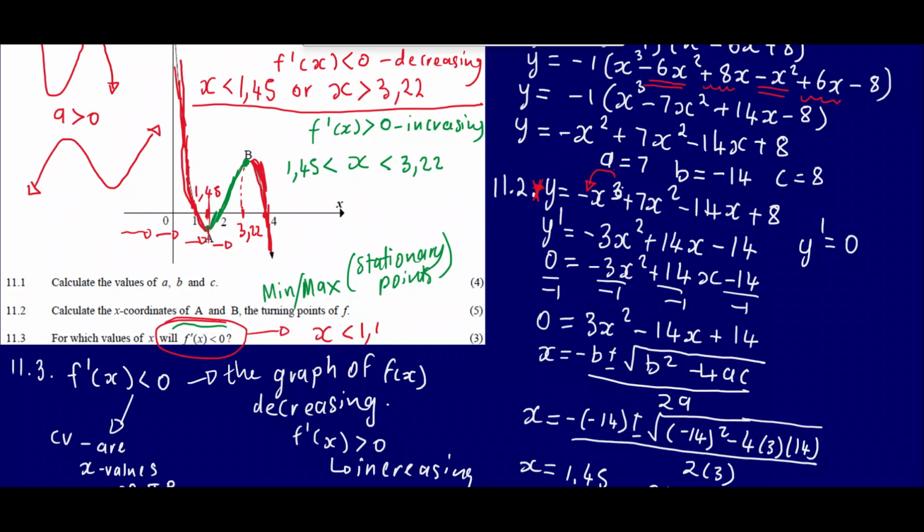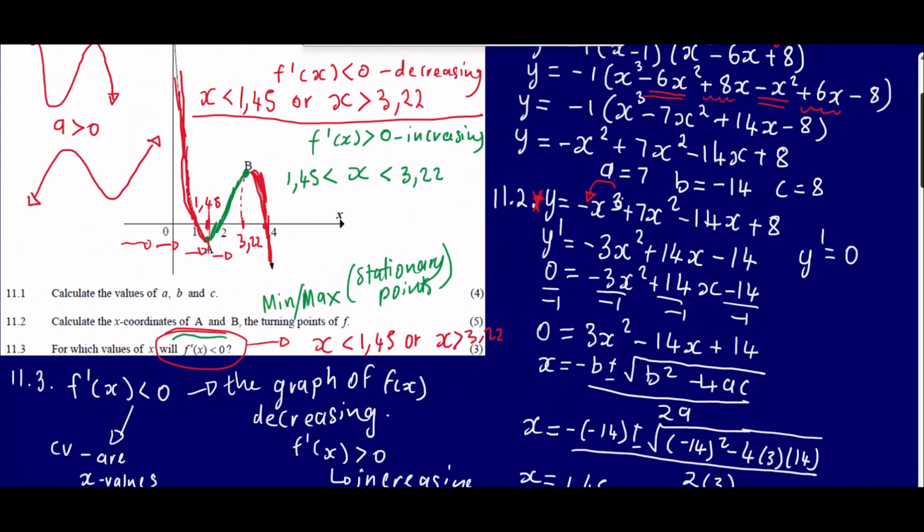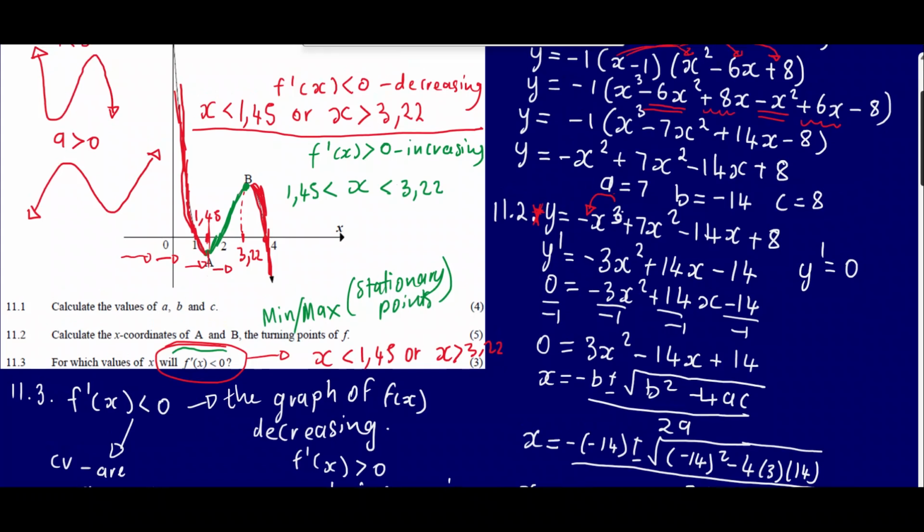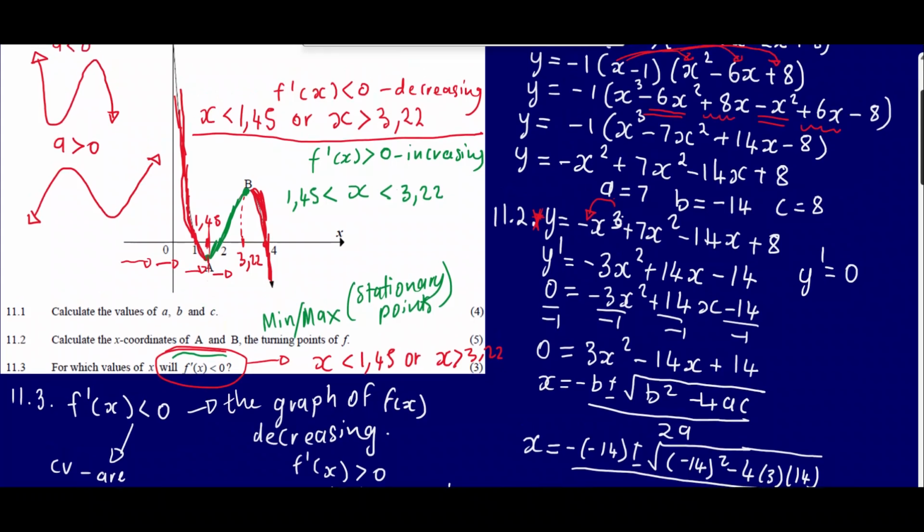And where is the graph decreasing? When the x values are less than minus 1,45, or when the x values are greater than 3,22. So I think it's perfectly fine with that question. We've fully answered the questions, and I've given you some extra information looking at the increasing.